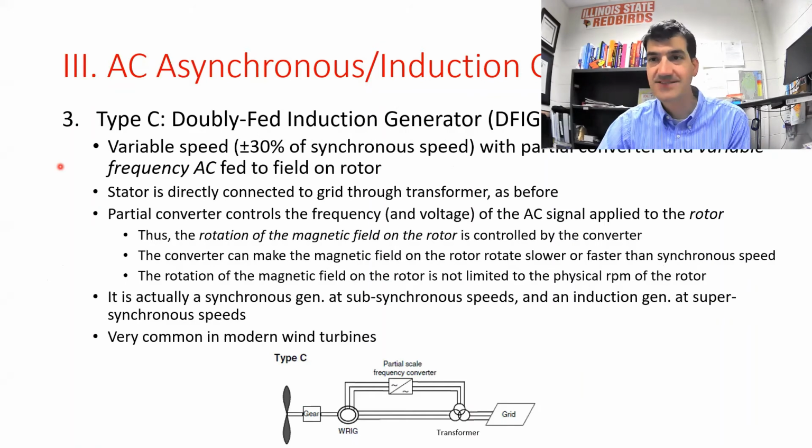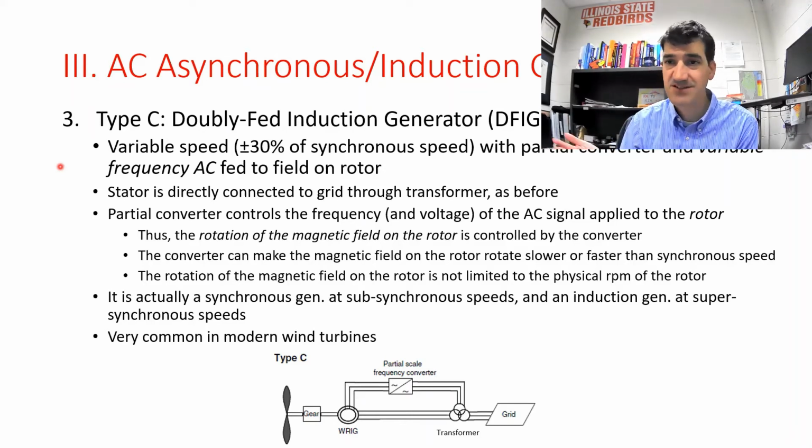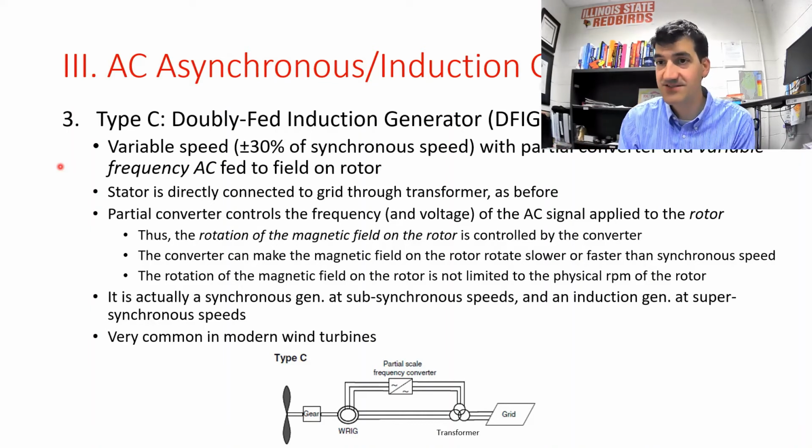The next type of asynchronous machine that we're going to talk about is called the doubly fed induction generator, or oftentimes just called DFIG. And this is a little bit more complicated, but it's also really common. Currently, this is probably the most common type of generator that you will see in a new wind turbine. I would estimate maybe 2/3 to 3/4 of all wind turbines nowadays are DFIG generators.